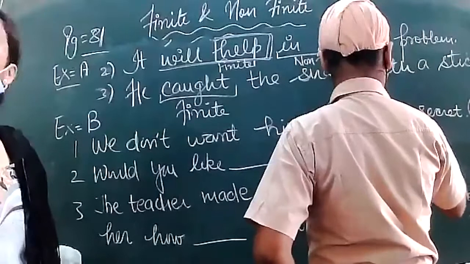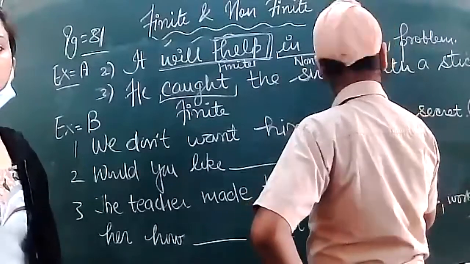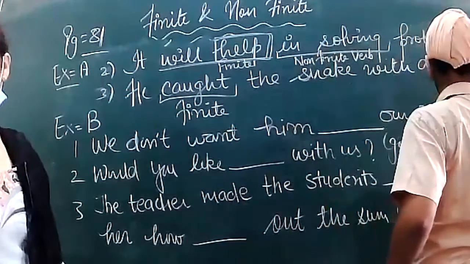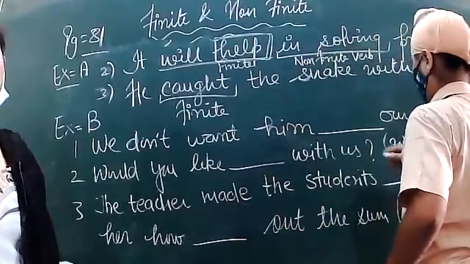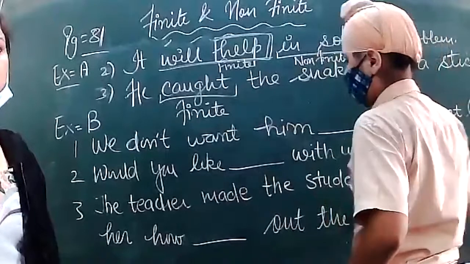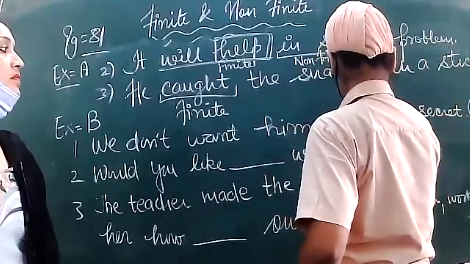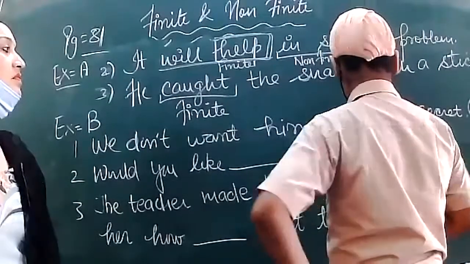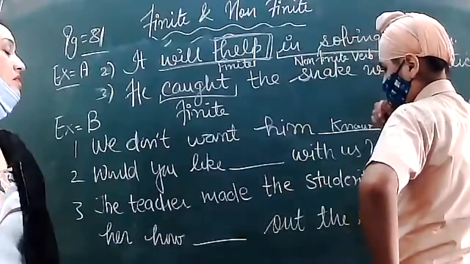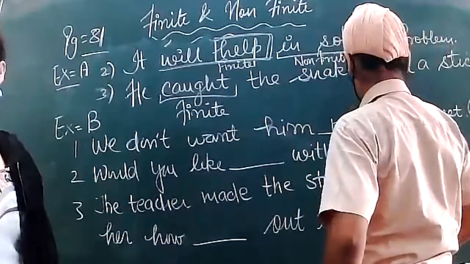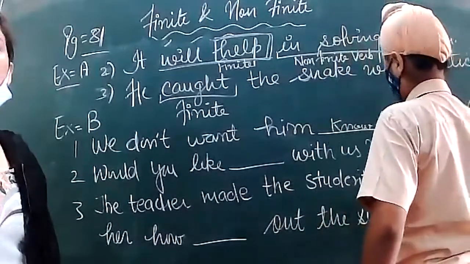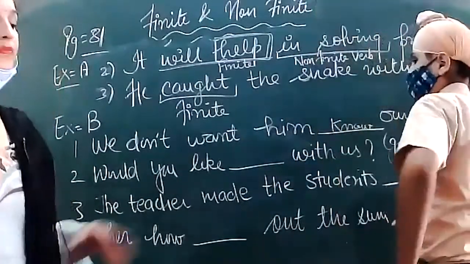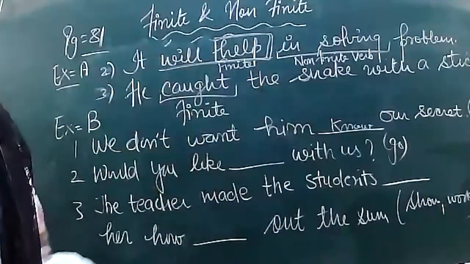Last girl, you come. Your name is Prabhu Sharan. Prabhu Singh. Sit down. You correct it.